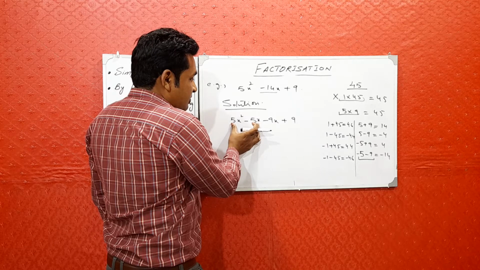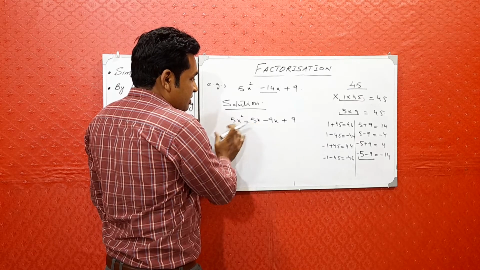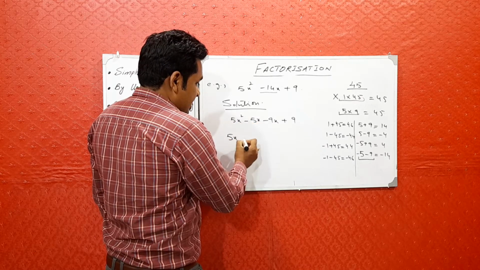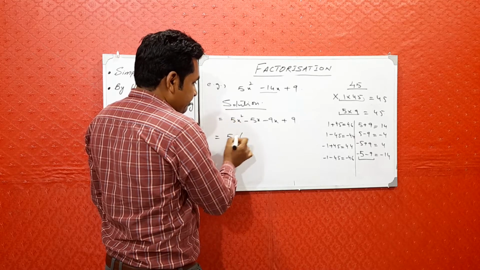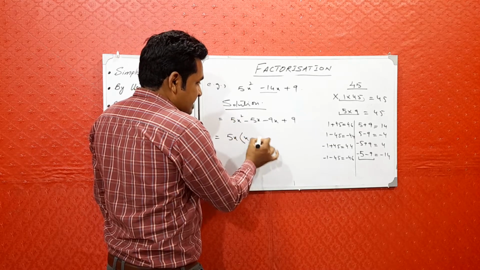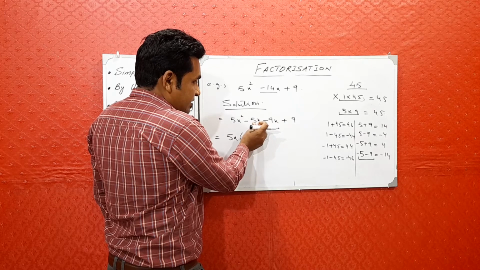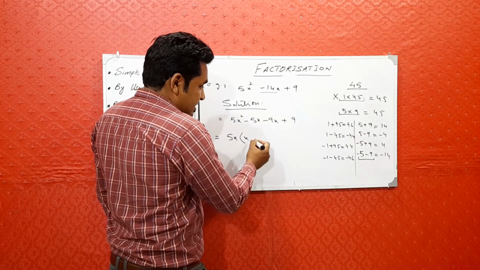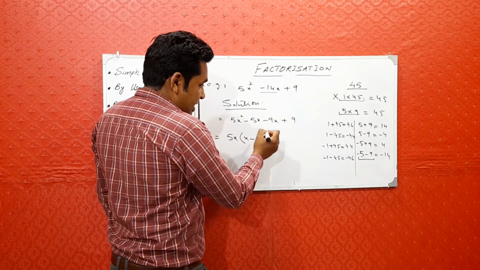When you make the group of 5x squared and 5x, you know 5 and x can be taken common, so 5x is taken common. From here we are left with x, and from there, because we have taken this whole as common, it is 1, so minus 1.